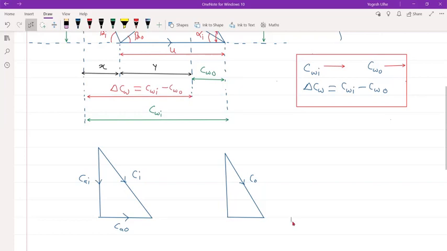So this is CAO, and here I have CWI and here CWO. See the direction. Alpha I and alpha O. Everyone got my point?